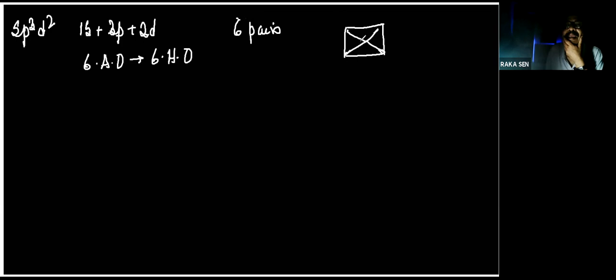So this is where my A is. And these are the X's: 1X, 2X, 3X, 4X. And you have 1X at the top and 1 at the bottom. This kind of geometry is called octahedral geometry.